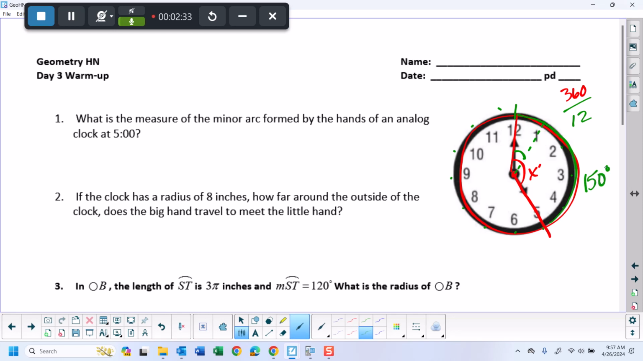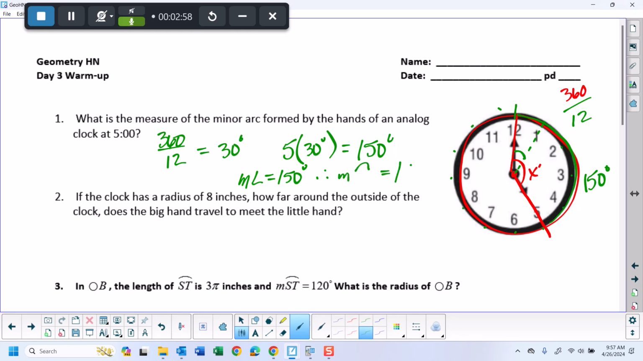150 degrees. So I have 360 degrees divided by my 12 sections of my clock, which means they're each 30 degrees. I've got 5 sections of that 30 degrees, giving me a total of 150 degrees for that central angle. So the measure of the angle equals 150 degrees, therefore the measure of the arc is also equal to 150 degrees. That's really diving deep down and making sure you understand why things are what they are by looking at the connections between the vocabulary and the math.